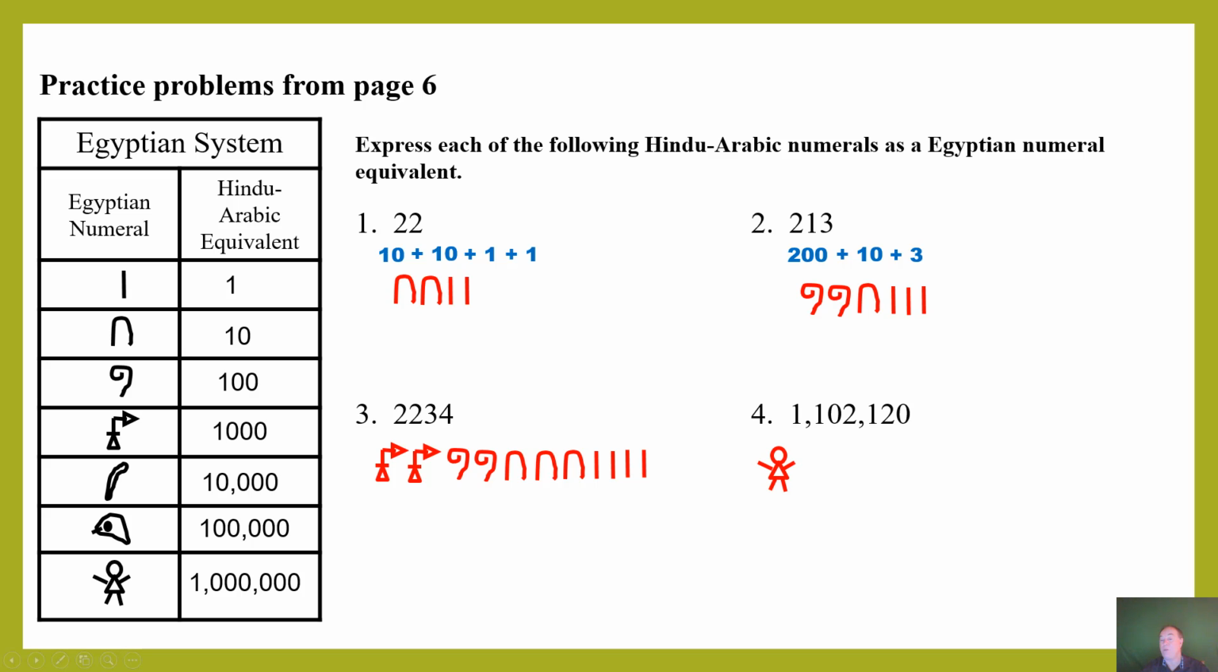1,100,002. This would be 1,100,000. 2,120. So that would be an astonished man, pollywog, 2 lotus flowers, 1 scroll, and 2 heel bones.